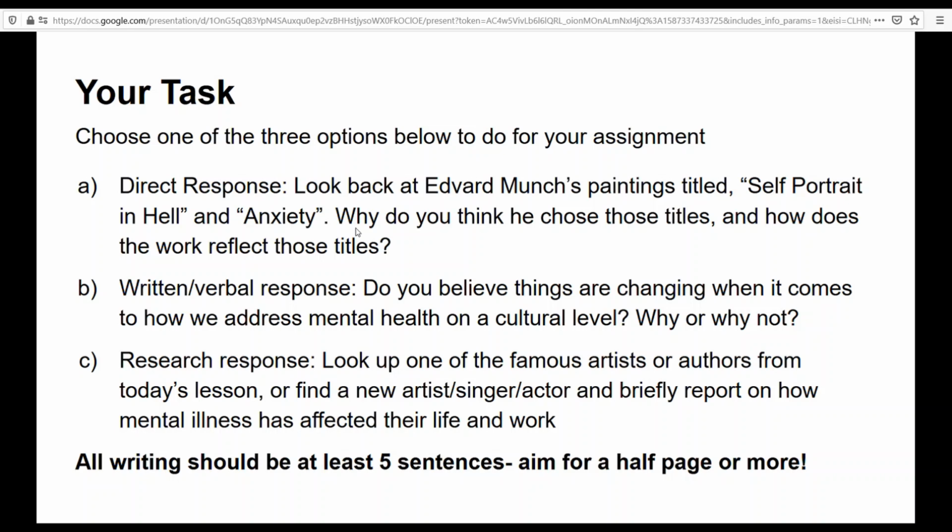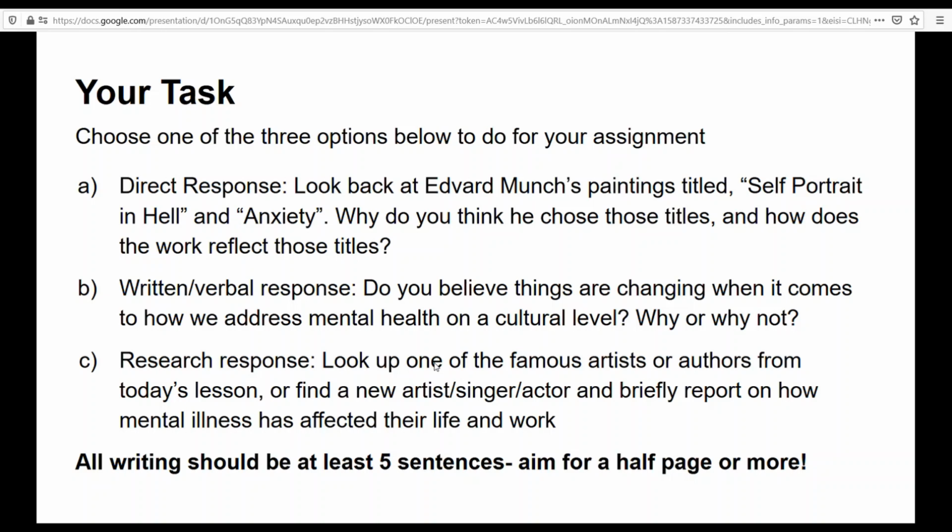Okay, so we're done, right? The lesson is over. Show me that you understood at least a facet of it by completing one of these 3 options, all right? Option A is a direct response. So look back at Edvard Munch's paintings titled Self-Portrait in Hell and Anxiety. Why do you think he chose those titles, and how does the work reflect those titles? That's option A, 5 sentences at least on that question.